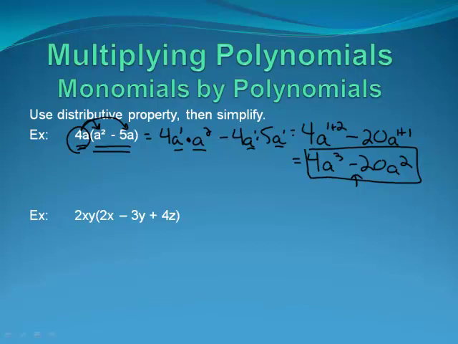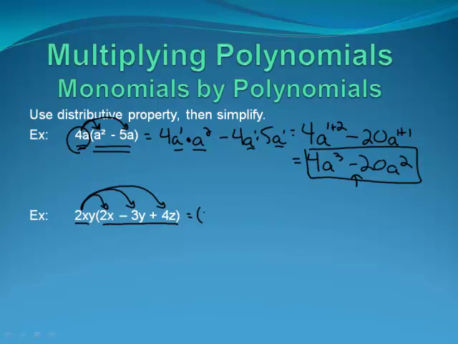All right, this example here is a monomial times a trinomial. So we're going to multiply that 2xy to each term in the group, distributive property. So we've got, and I'm going to use parentheses this time instead of a multiplication dot. I think it's a little less messy.